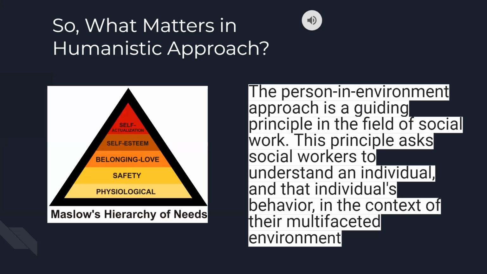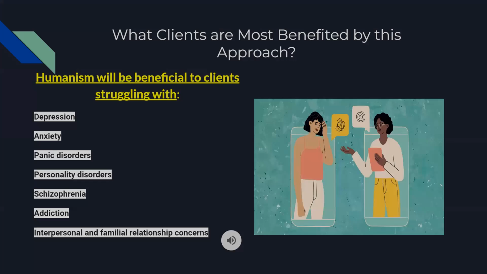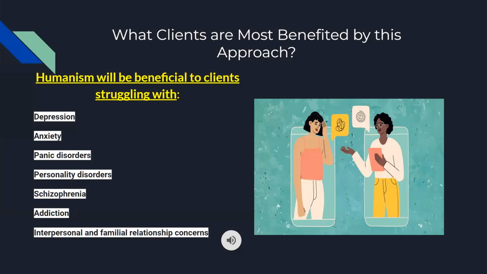Here we examine Maslow's hierarchy of needs: self-actualization, self-esteem, belonging, love, safety, and physiological. The humanistic approach can be helpful for clients with depression, anxiety, panic disorder, personality disorders, schizophrenia, addiction, and interpersonal and familial relationship concerns.